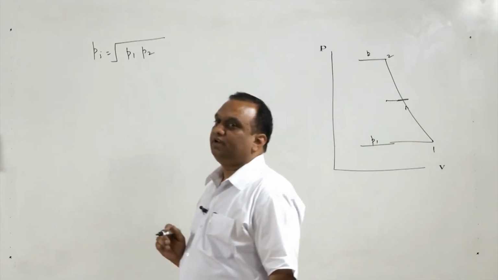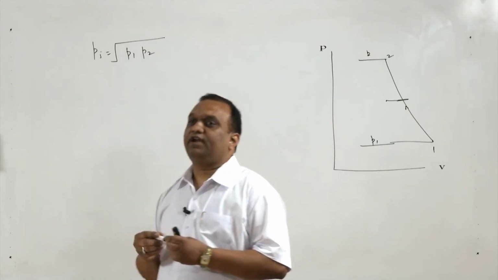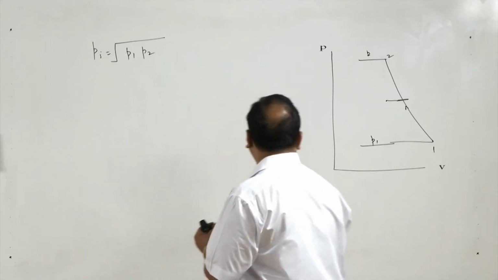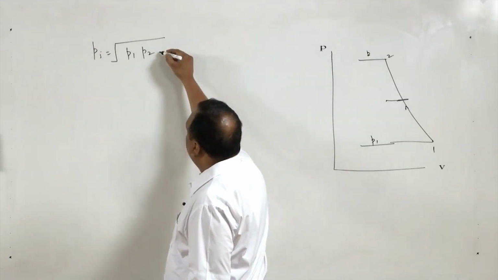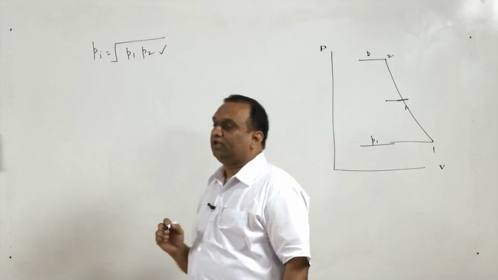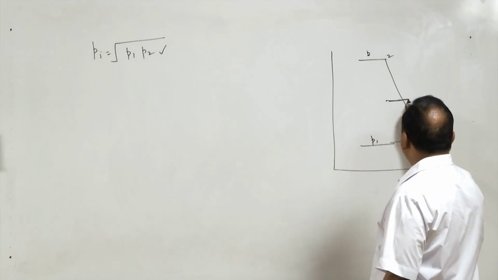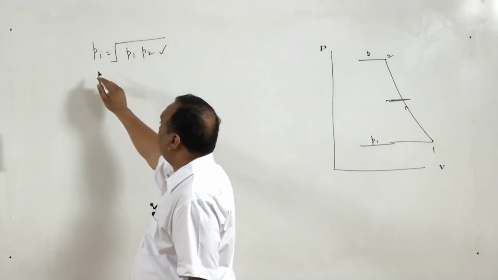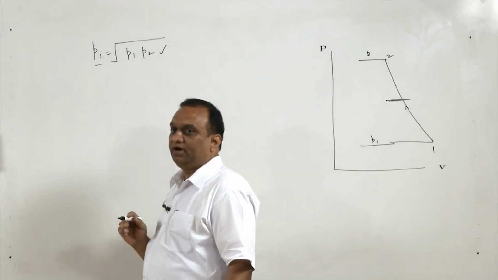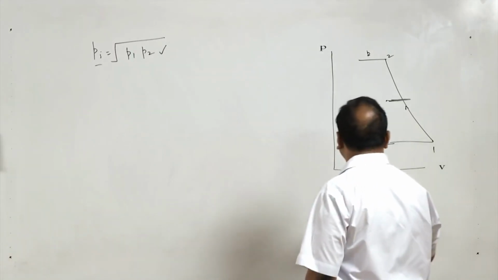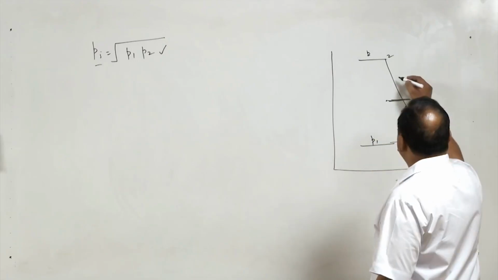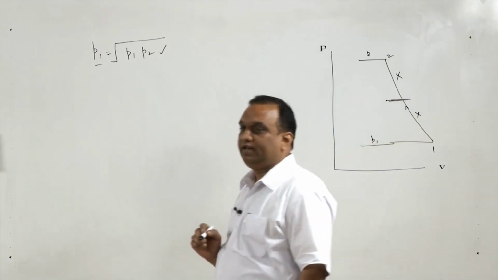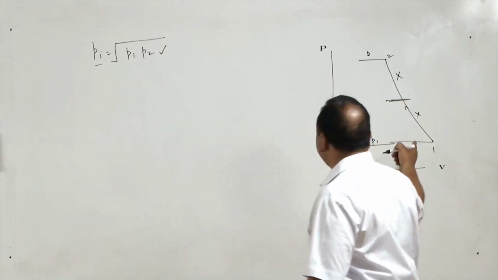But this does not happen in a refrigeration system. First of all, refrigerant cannot be considered as an ideal gas, right. So this expression can give us a value close to the intermediate optimum pressure, but this will not give us the exact intermediate pressure. Ideally in refrigeration systems the work done in both the compressors should be equal, but here we do not maintain the exact value.